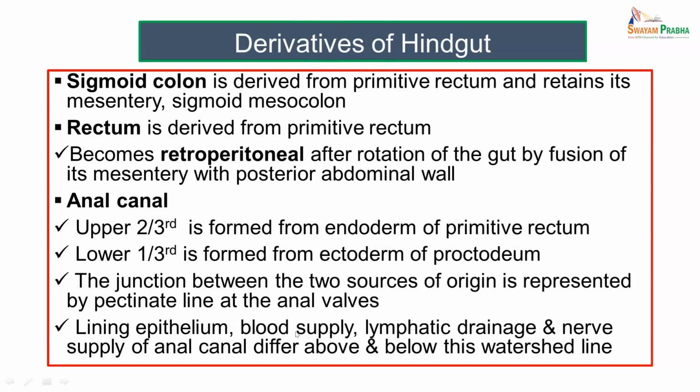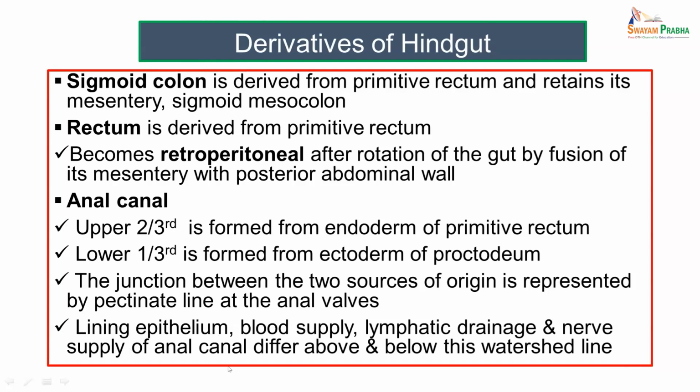Venous drainage similarly above pectinate line is by superior rectal vein, which drains into inferior mesenteric vein, which drains into portal vein. While below the pectinate line, it is drained by inferior rectal vein, which drains into internal pudendal vein and internal iliac vein. Lymphatic drainage of anal canal above the pectinate line is into sacral and abdominal lymph nodes, while below the pectinate line, it is into superficial inguinal lymph nodes.